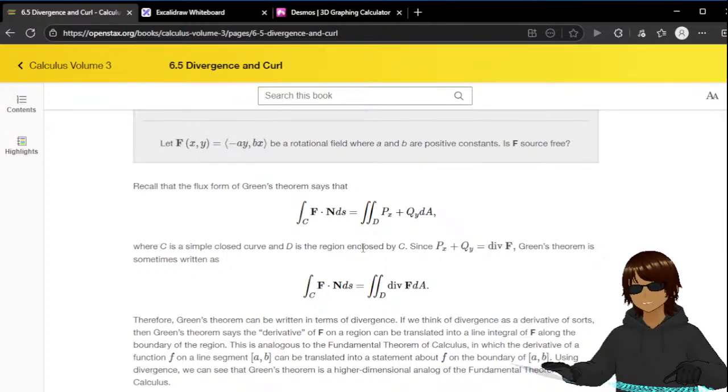The circulation and the flux form of Green's theorem says that the integral of F dot n is equal to this, where C is a simple closed curve and D is the region enclosed by C. Since P_x plus Q_y is equal to the divergence of F, Green's theorem is sometimes written as this. Okay.